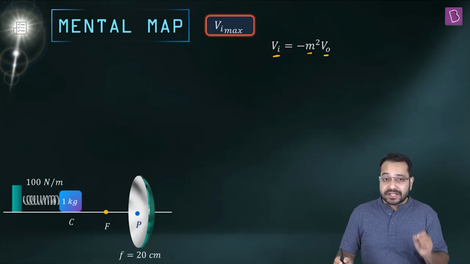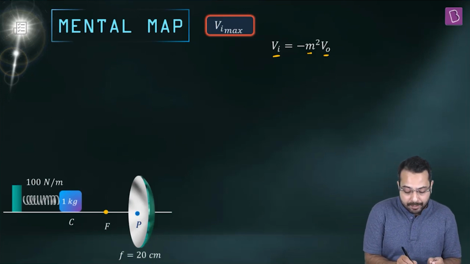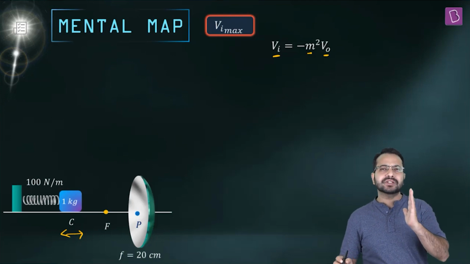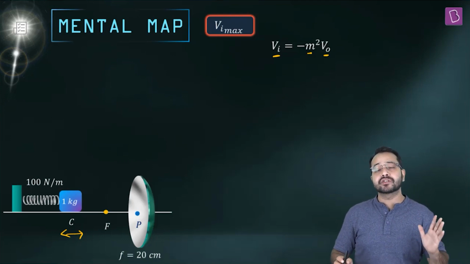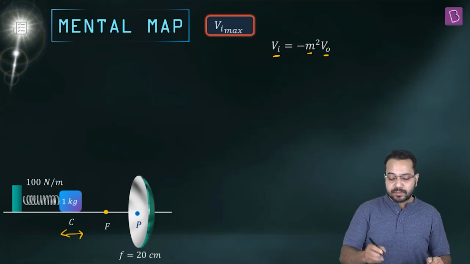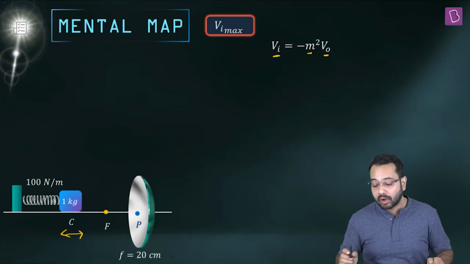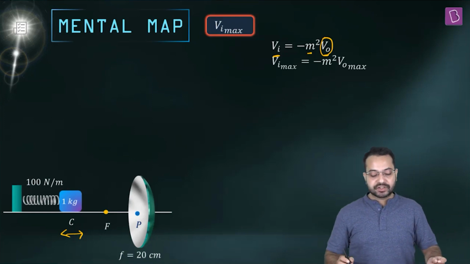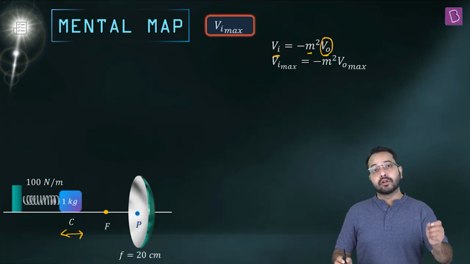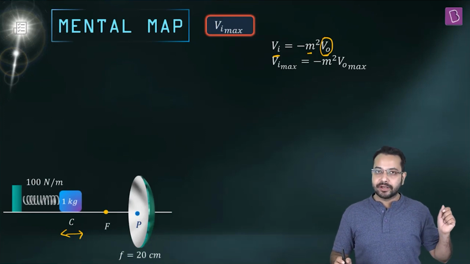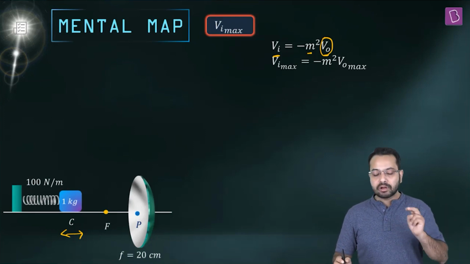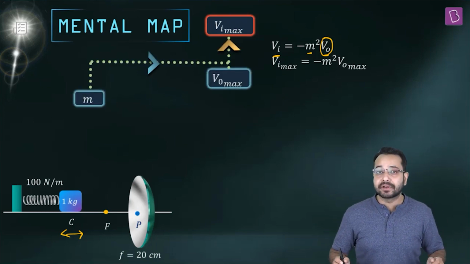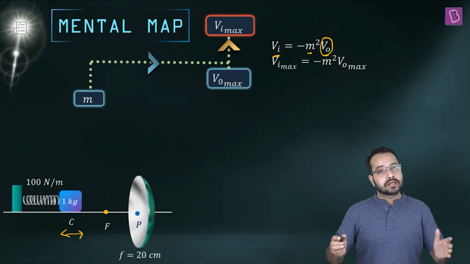Okay, now since we are given in the question that the amplitude of oscillation is small, so we can say that the object is almost at the same position, so we can assume the magnification to be constant. Correct? Which means velocity of image is only going to depend upon velocity of object. Okay, so naturally the velocity of image would be maximum when the velocity of object is maximum. Correct? So in order to calculate this, what are the two things that I need to figure out? I need to figure out magnification, and I need to figure out the velocity of object when it is maximum.